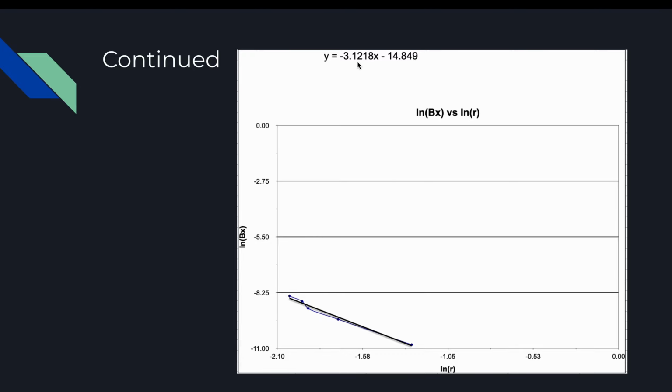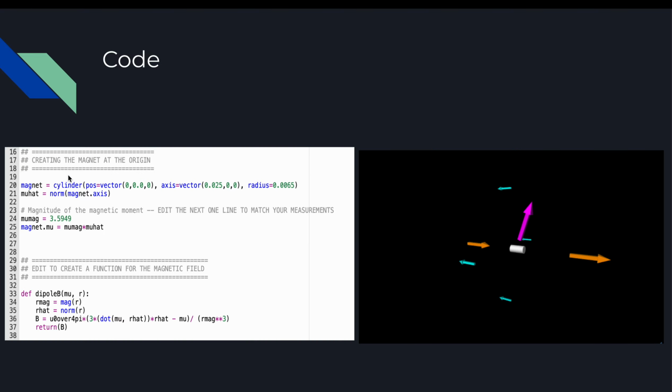By linearizing it, we can see that the exponent is negative 3 based on the slope of the equation, and then this is going to be plus ln of k. Then we can solve that for our magnetic moment. So here's my code. The magnetic moment that we calculated was inputted into GlowScript, and I made a function for the dipole moment, or the B field.